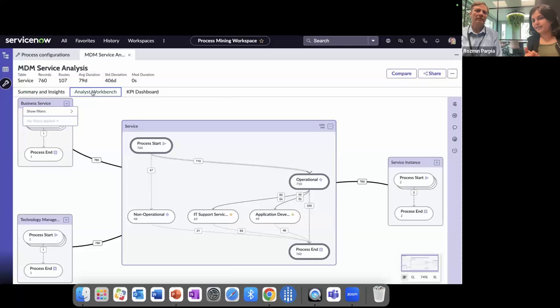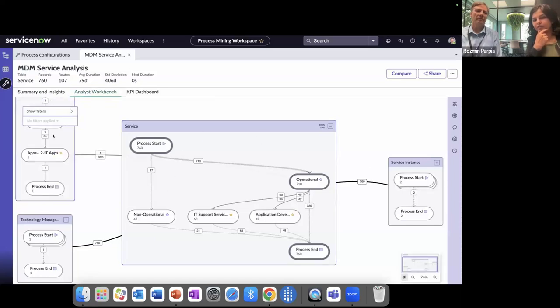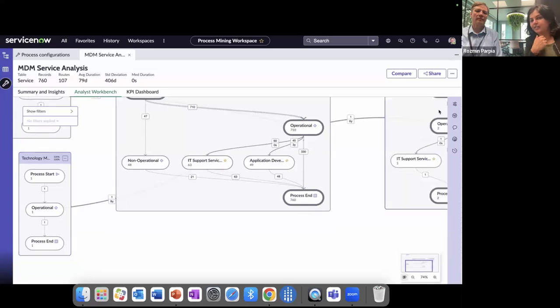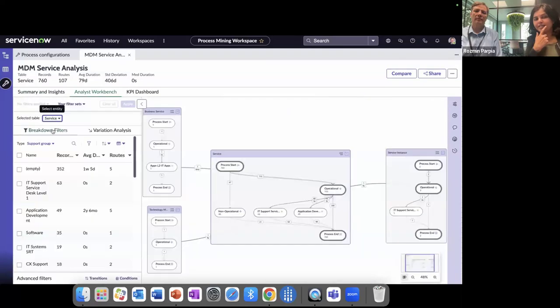Then the process map comes up with your service table in the middle, and all the child tables: business service, technology service, and service instance come up on the same page for you to do the crawl, walk, run analysis for CSDM. So that's how easy it is.